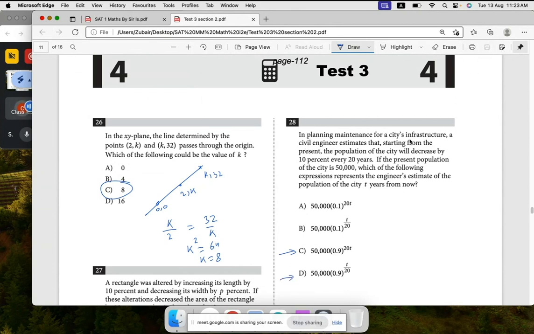In planning maintenance for a city infrastructure and civil engineering estimates, a civil engineer estimates that starting from the present, the population of the city will decrease by 10% every 20 years. Oh, either that should be a product or division. If the present population of the city is... I think that should be D.